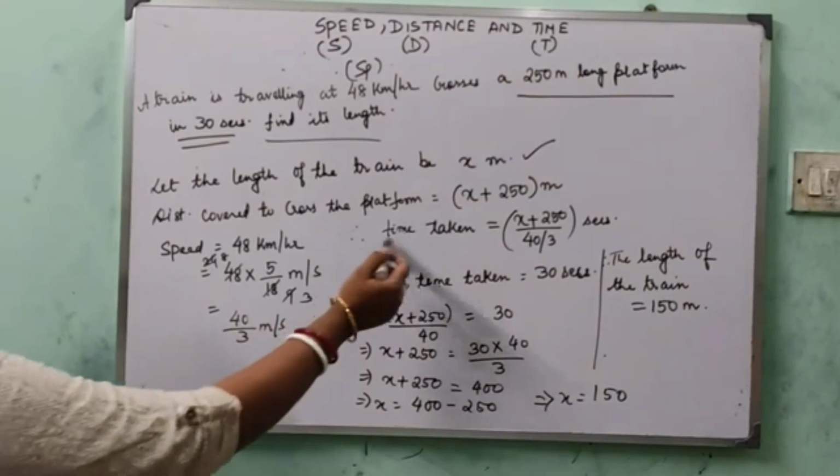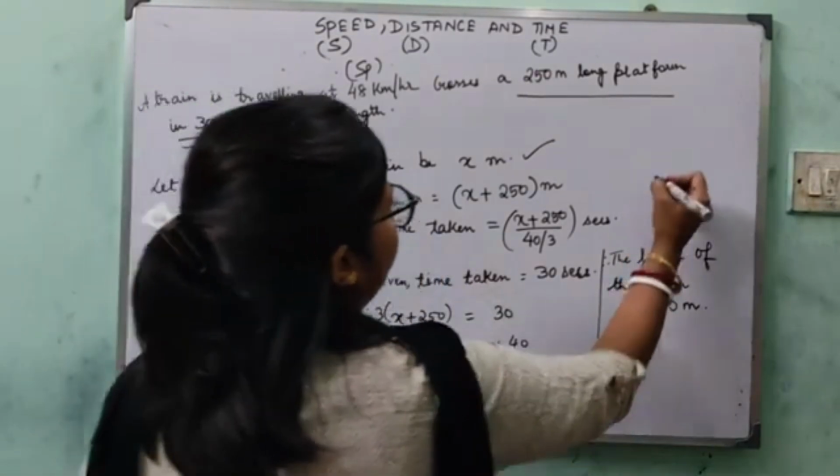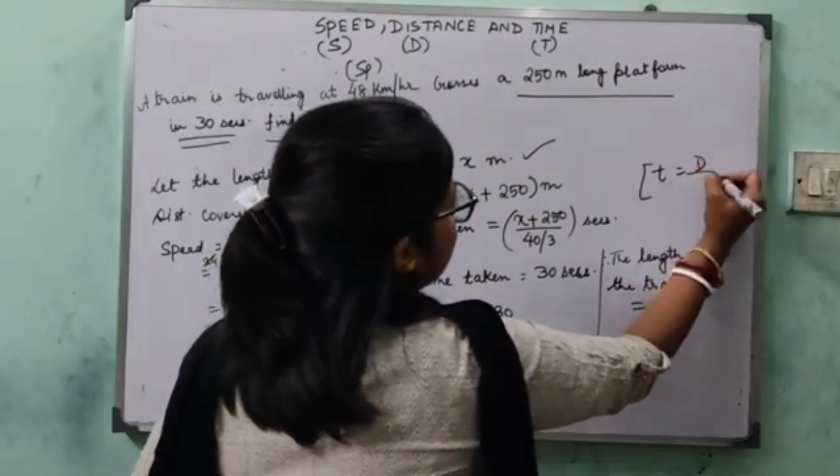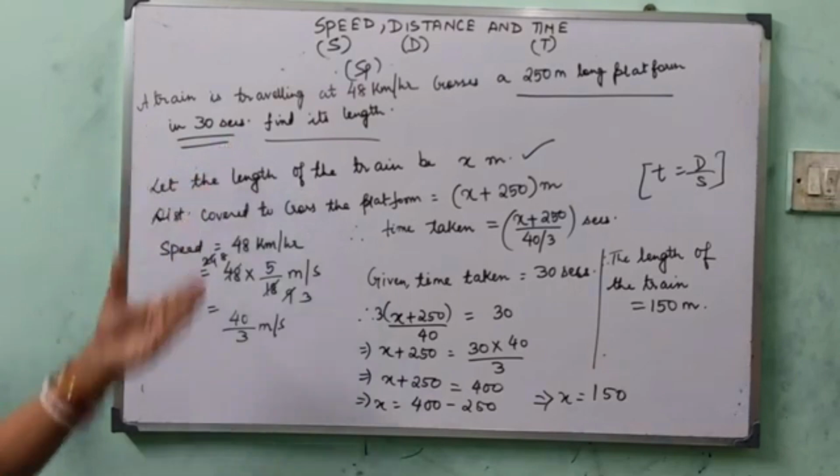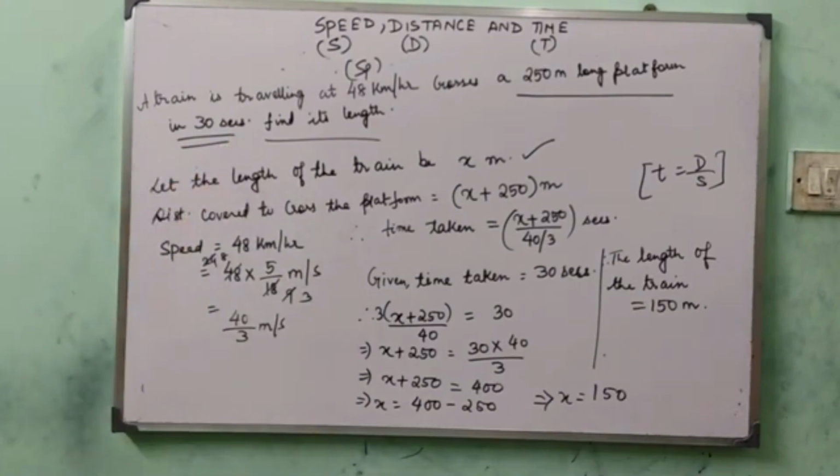Now time taken, we know the formula for time taken is distance by speed. So time taken is (x + 250) by 40 by 3, that is the time taken by the train to cover the platform. Now also it is given to us that 30 seconds is taken by the train to cover the platform. So given time taken is 30 seconds.